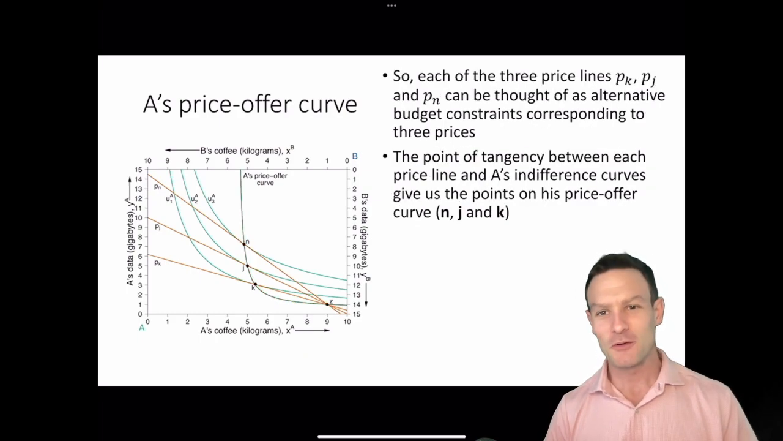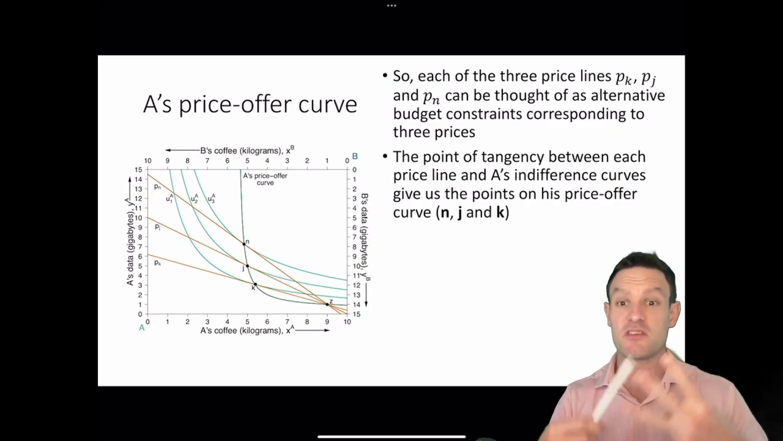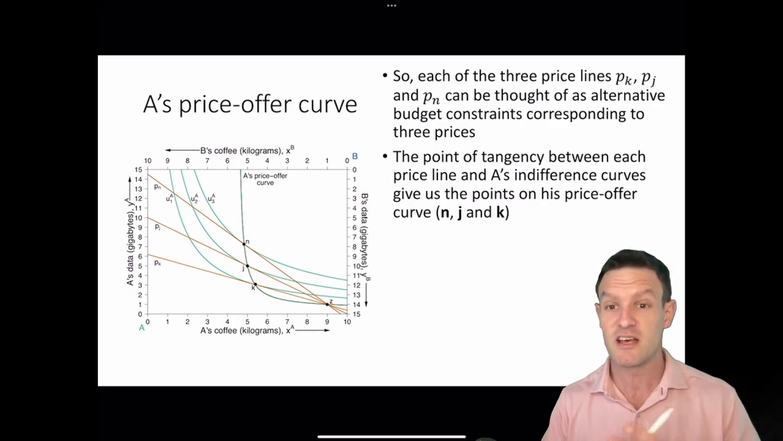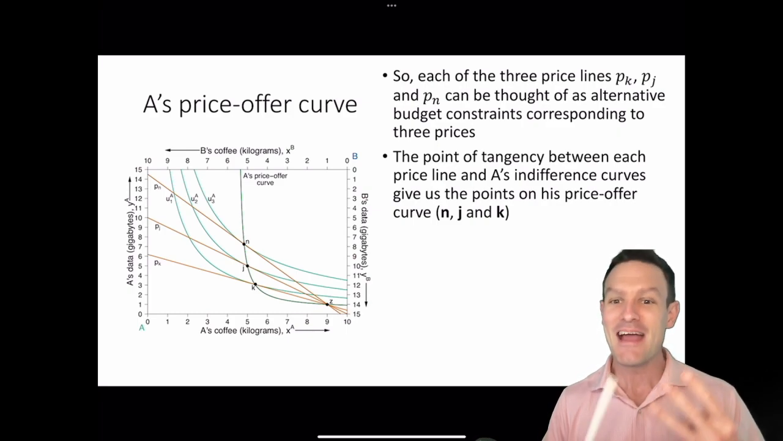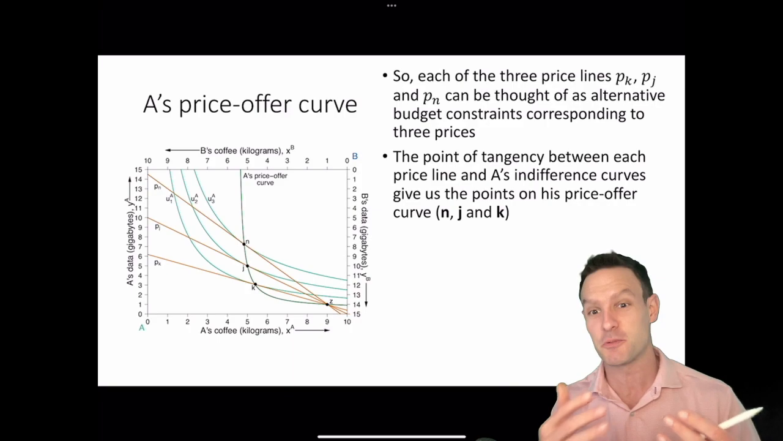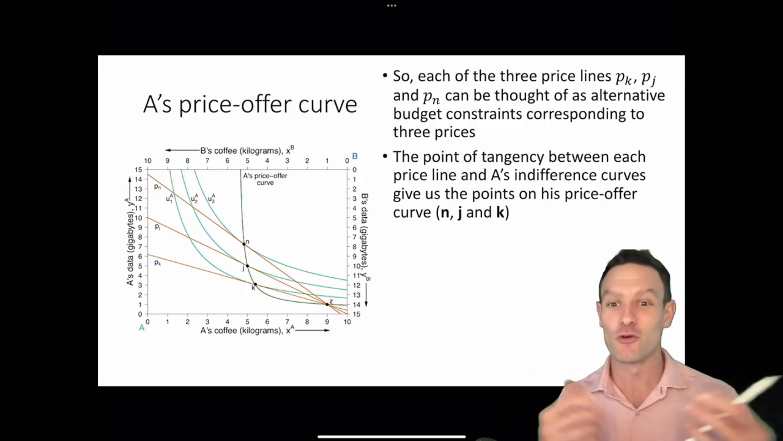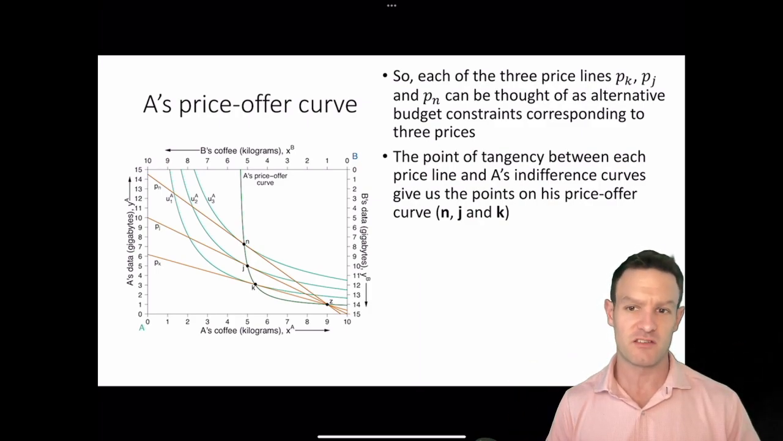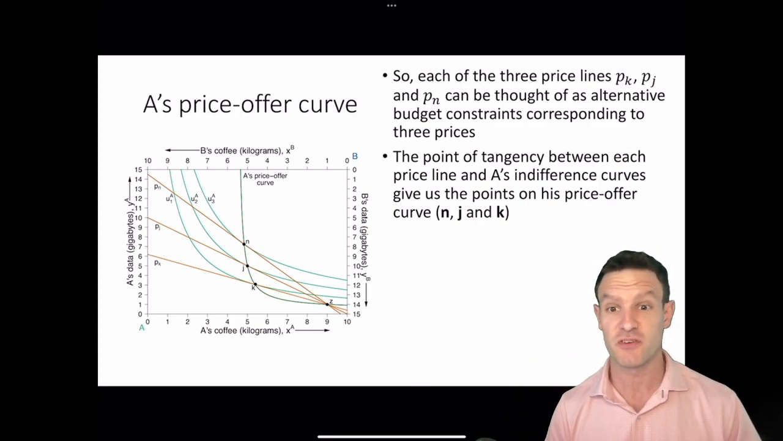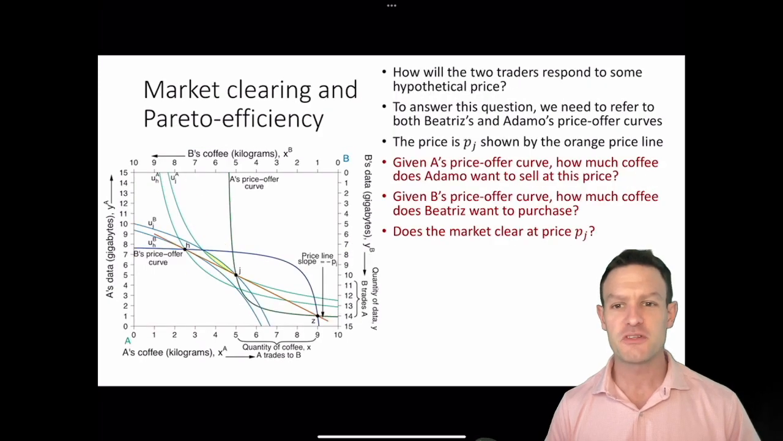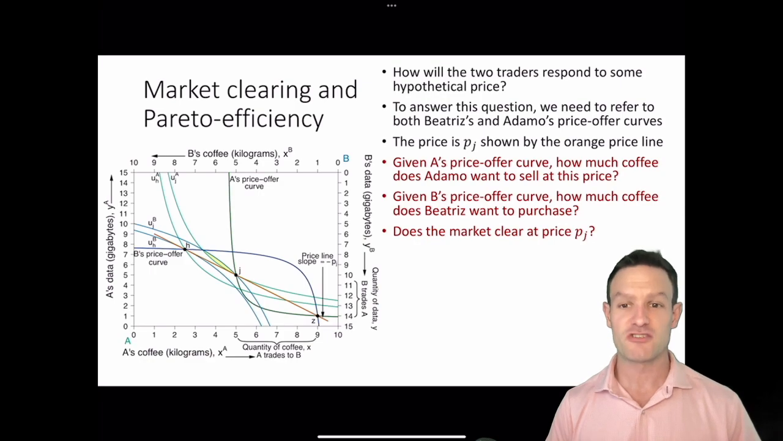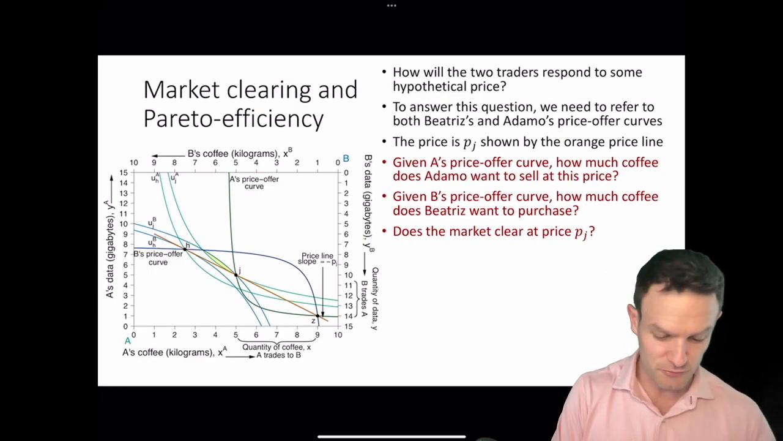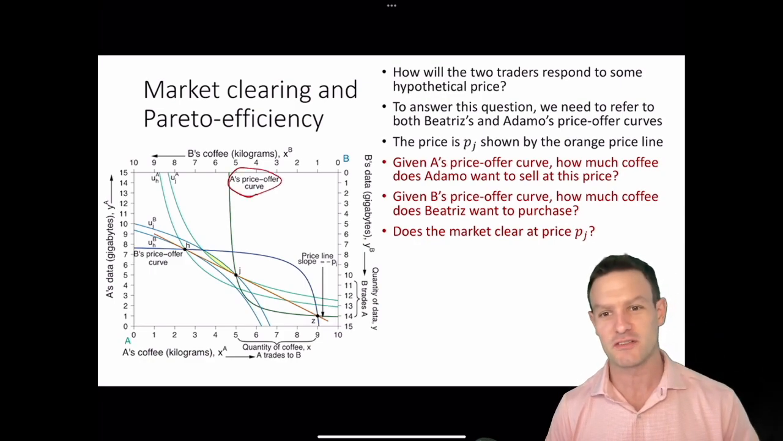For the three price lines, PK, PJ, and PN, we think of these as alternative budget constraints that Adamo might confront. Then we have a point of tangency with each potential indifference curve that he would have, and those occur at points N, J, and K. Those altogether give us his price offer curve, or his best response function. All right, let's put these together now. We can see that we have a price offer curve for Adamo. We've just found that over here, the same way that we constructed it previously.